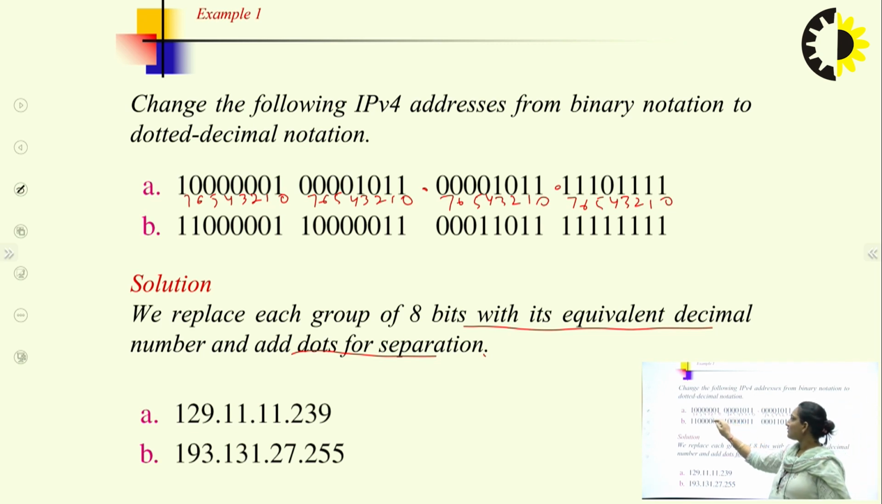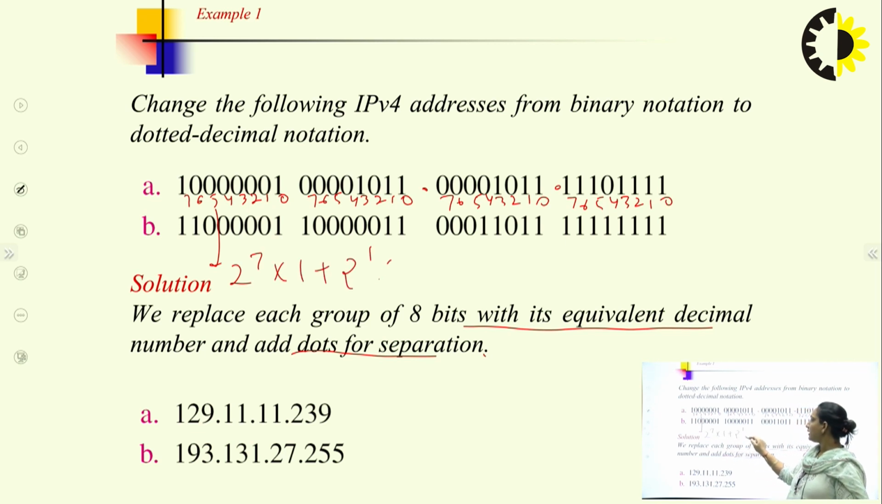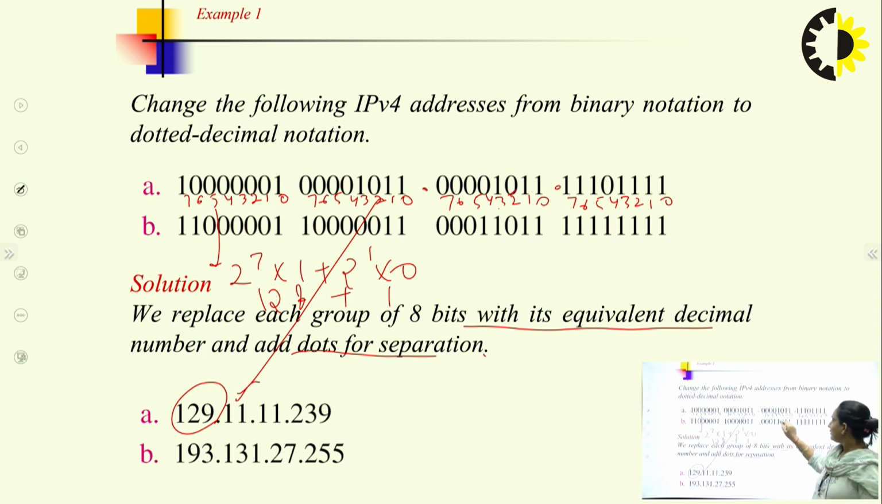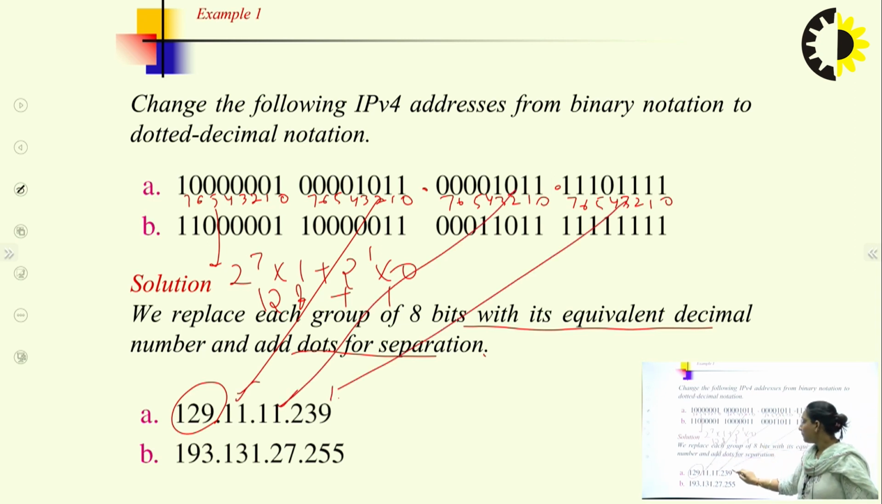So what we have is 2 raised to power 7 into 1 plus 2 raised to power 1 into 0, that is 1. So that is 128 plus 1, that is 129. The same representation of 11 is mentioned, but it will not exceed 255, because with all ones the maximum is 255. That is defined. All zeros is 0. So it will reach from 0 to 255, but not beyond that. Same with this case also. So this is a simple question to convert binary notation to dotted decimal notation.